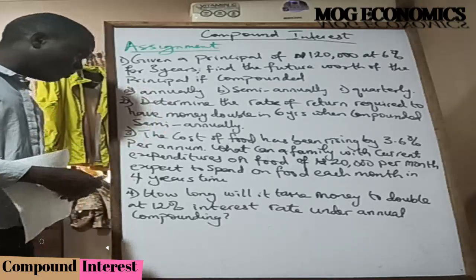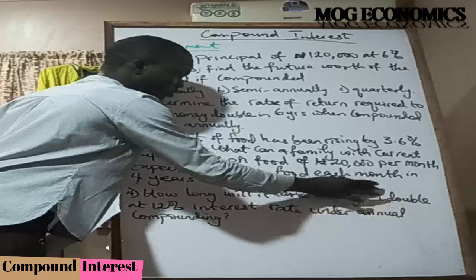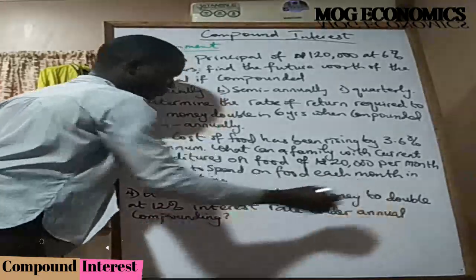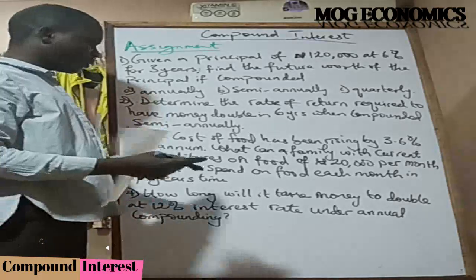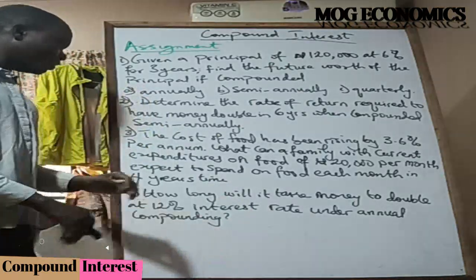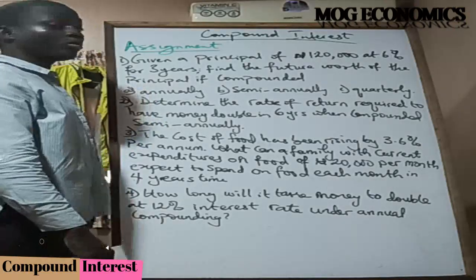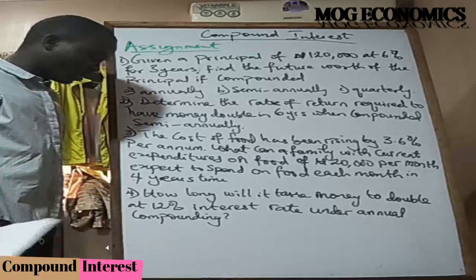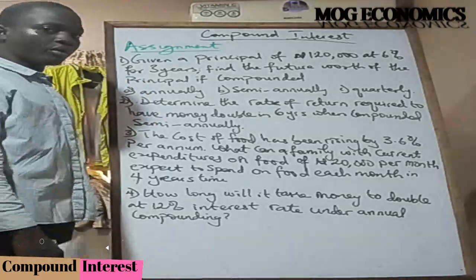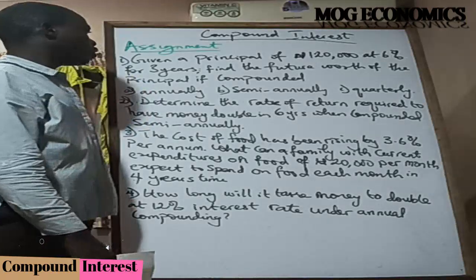How long will it take money to double at 12% interest? So this one might take you more research. 12% interest rate under annual compounding. So how long will it take money to double at 12% interest rate under annual compounding? For this one, just know where to apply logarithm. So you're going to get the answer.